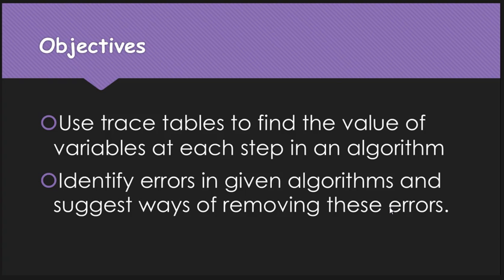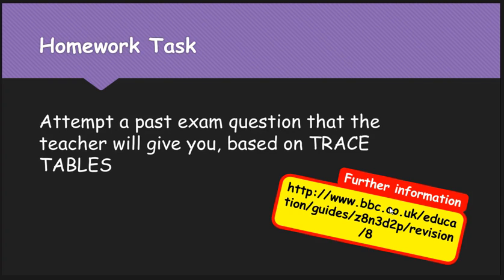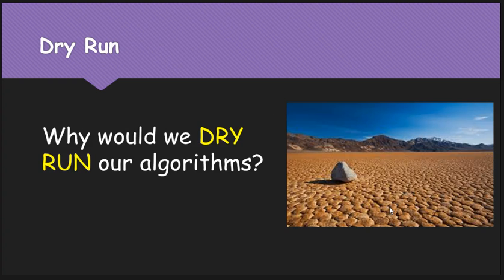Right, so the objectives for today's lesson: we're going to use trace tables to find the value of variables at each step in an algorithm, and identify errors in a given algorithm and suggest ways of removing these errors as well. The homework task for this lesson was to attempt a past exam question that I gave. So next lesson we'll have a look at the answer for that past exam question.